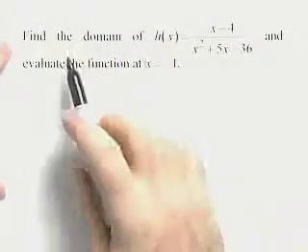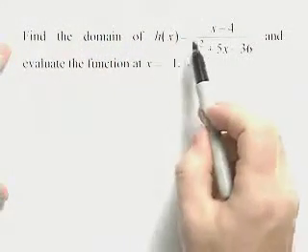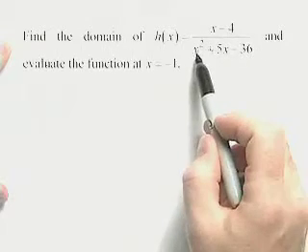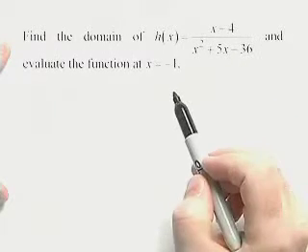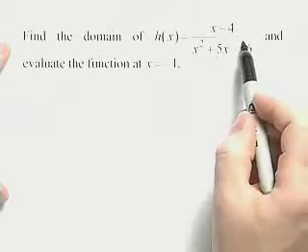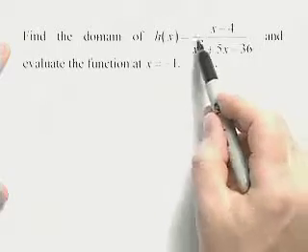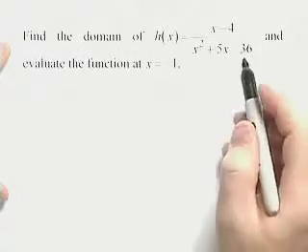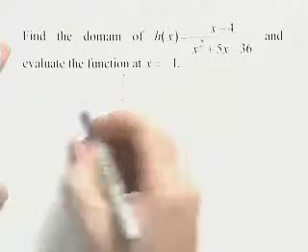For this problem, we're going to again find the domain of a function and then evaluate the function at a given value. We want to find the domain of the function h of x equals (x minus 4) divided by (x squared plus 5x minus 36). The only thing we need to worry about here is this denominator because we cannot divide by 0. So we want to find out where the denominator equals 0.